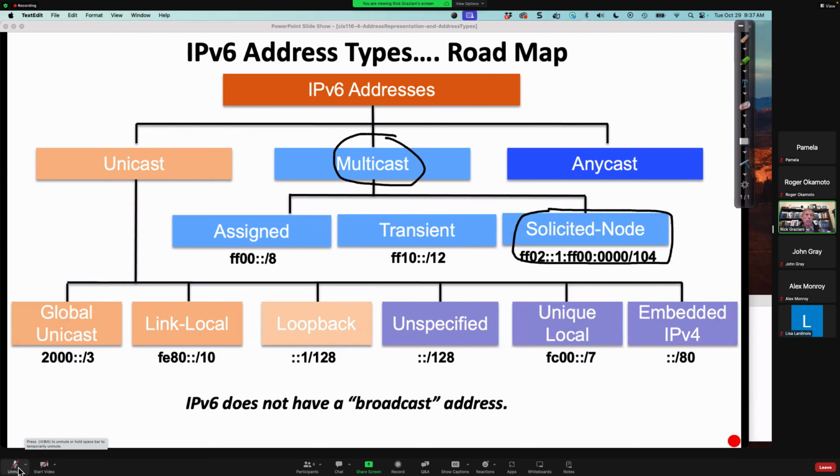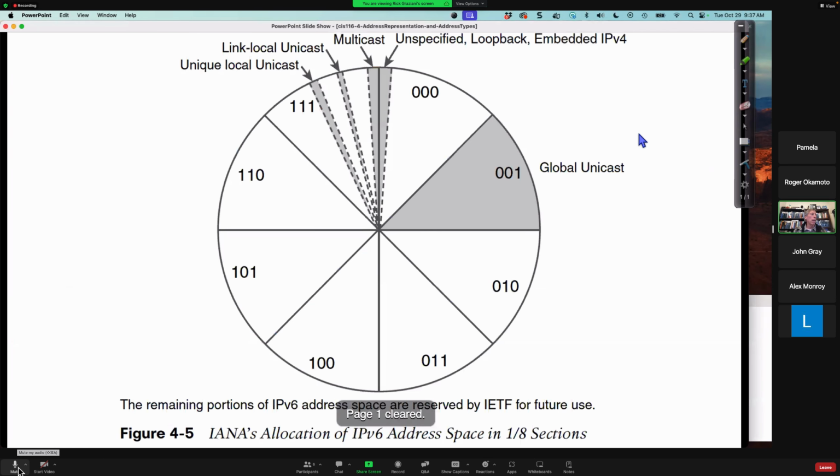The other thing I mentioned, several things, this thing here, solicited node multicast. Okay, it's like, what in the world is that? And multicast and all that. But we'll get past that, and you'll see the big advantage of it. So first of all, here's the IPv6 address space.